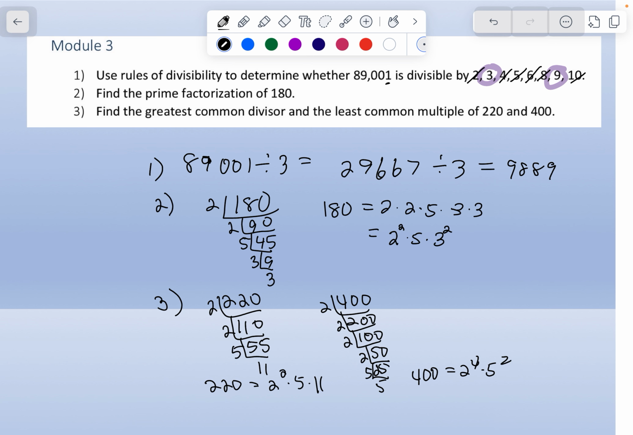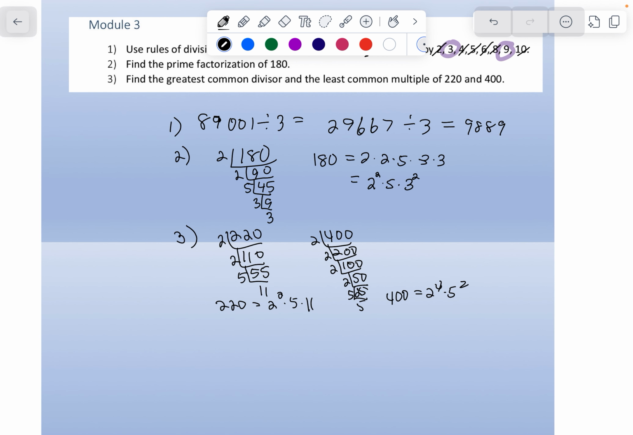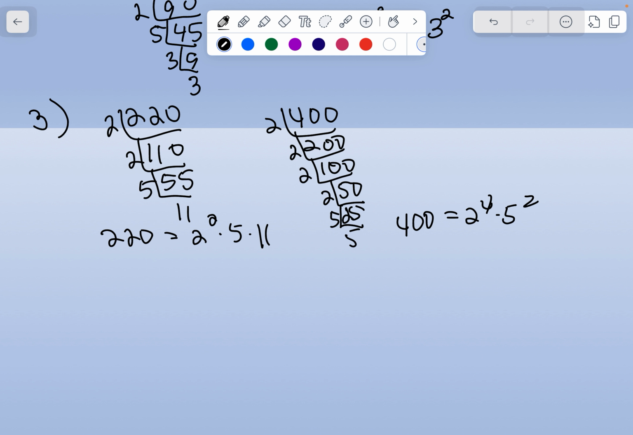Now let's talk about greatest common divisor and least common multiple. The greatest common divisor is the largest thing that can go into both. So even though it has the word greatest, we really can only use the things they have in common and the smallest amount that they have in common. So they have 2's in common. The smallest amount is 2 squared. They have 5's in common. The smallest amount is just 5 to the first.